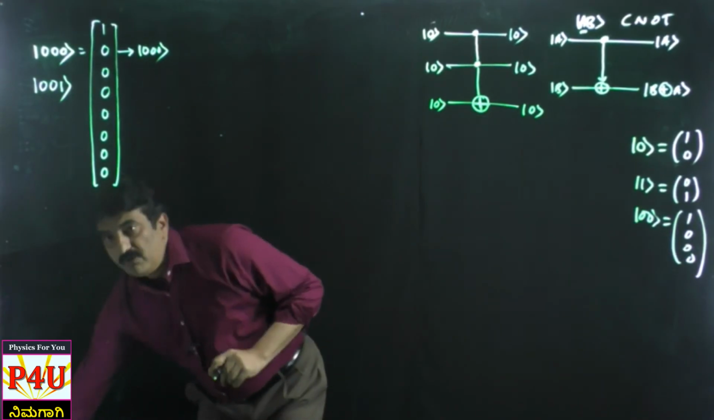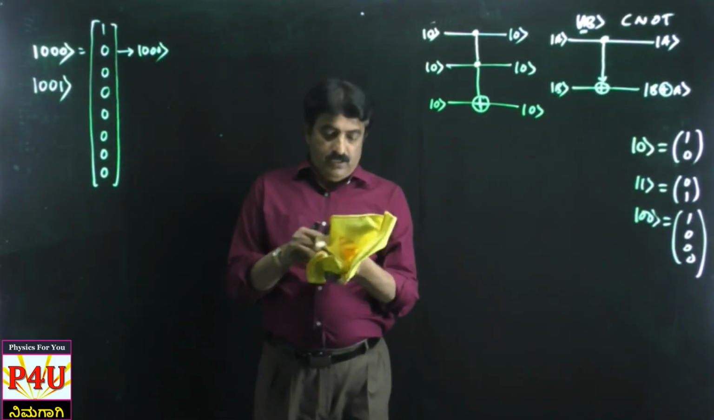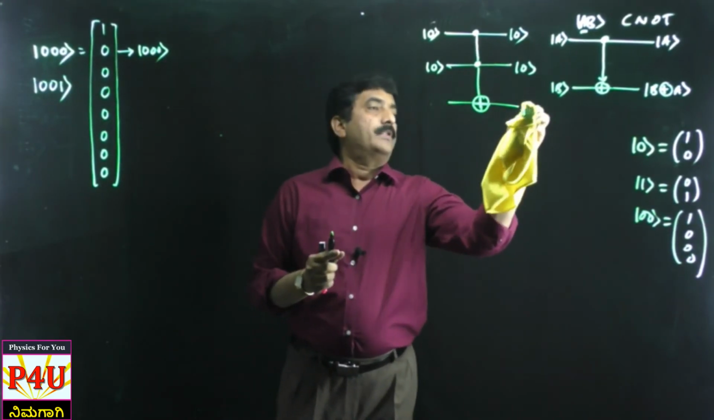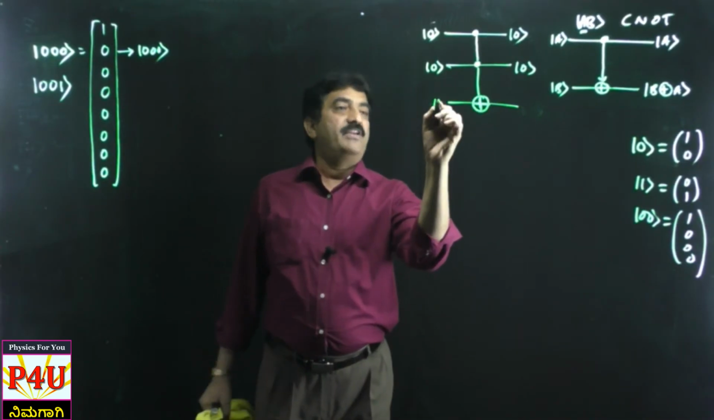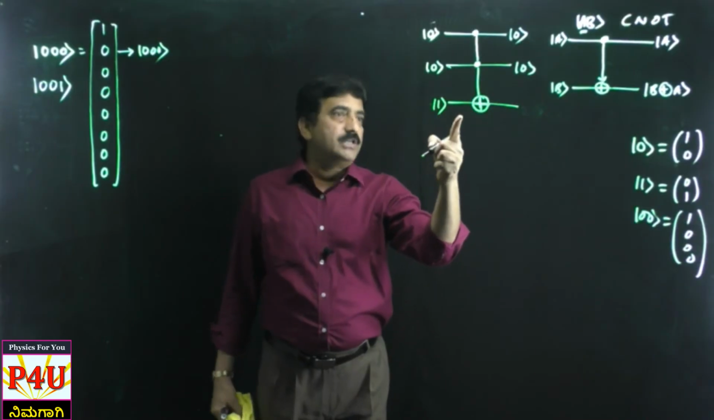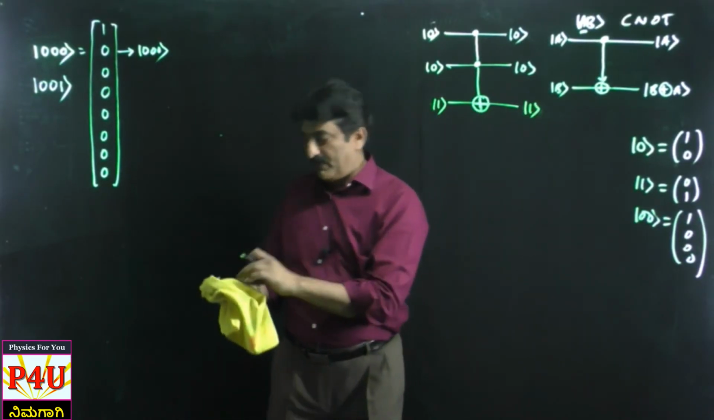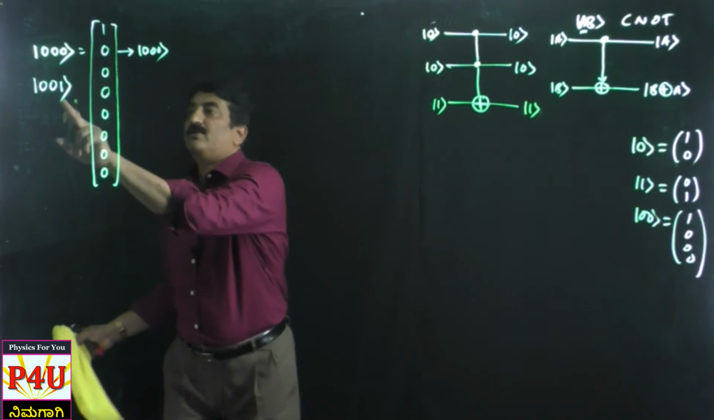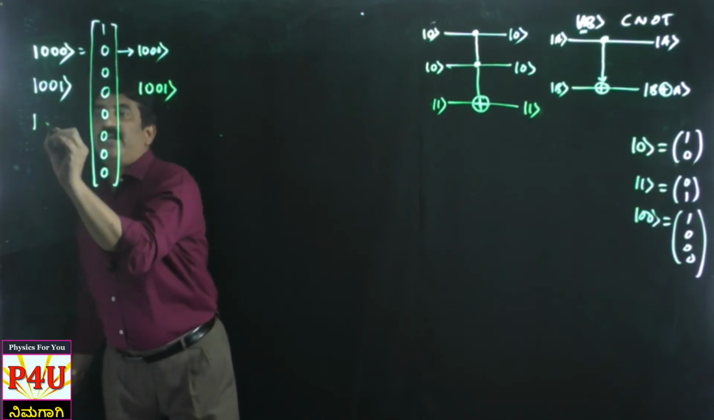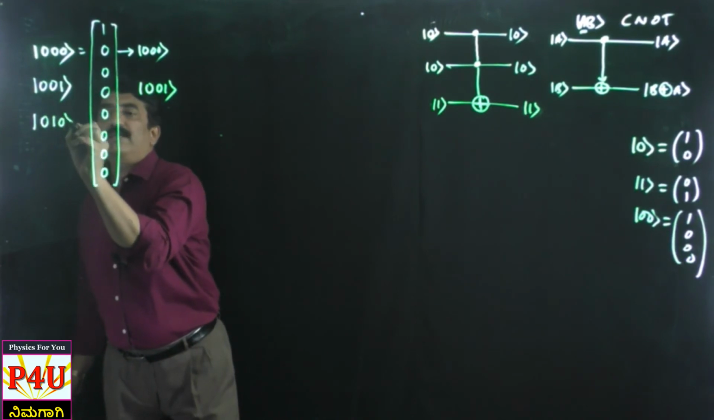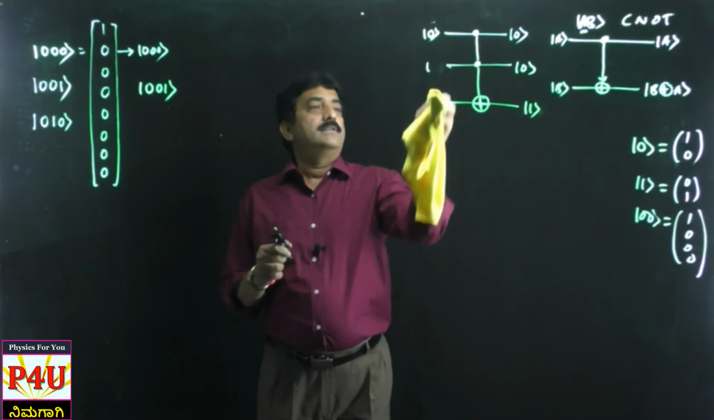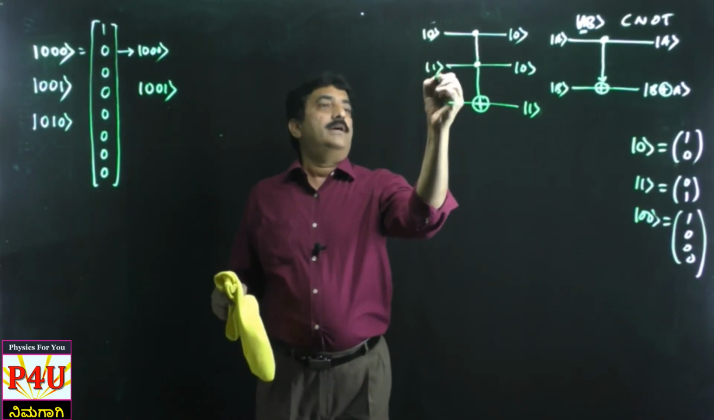001, what will happen? 00, the next one is 1. So this changes to 1. Let us see what happens. Sir, we know already what will happen. Because these two are zeros, there will be no action on the target, so it comes out without any problem. So it is also the same, therefore this is also unaffected. Next I take 010. What will happen?